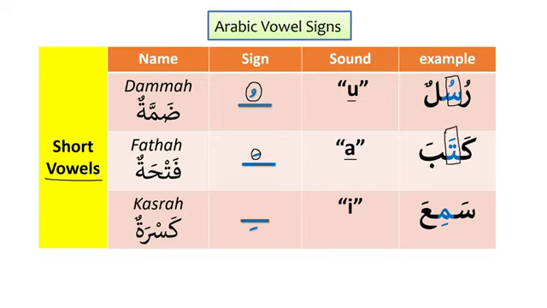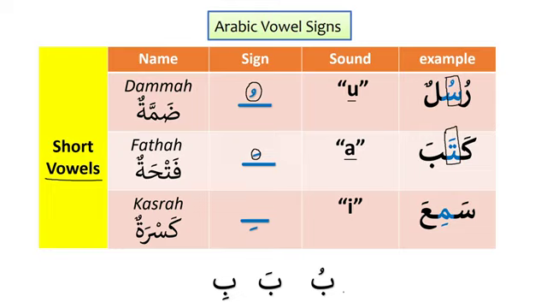And then we have Kasra, a small strike which is under the letter or the harf, and it's called Kasratun, and it has the E sound, as we have Sami'a. So please focus on these three. We have Rusulun, Kataba, and Sami'a. So we have the basic sounds that we have. We have U, A, and E, as we can see here.